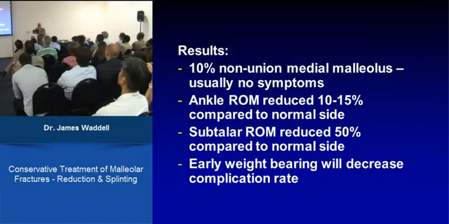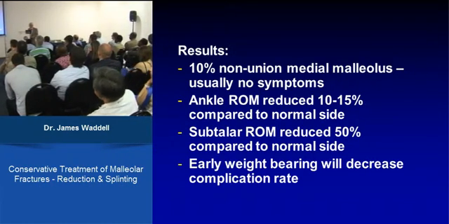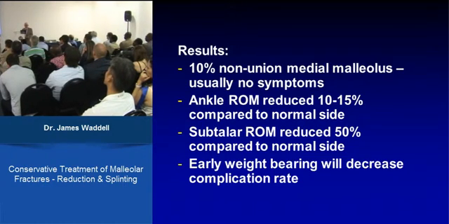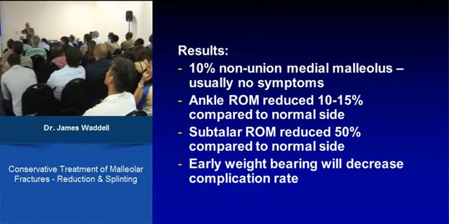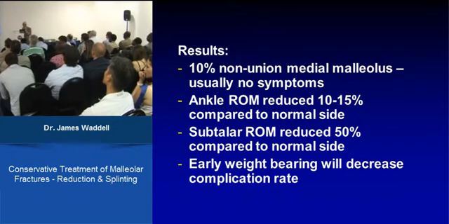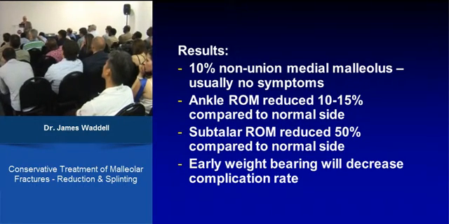So what are the results of this type of treatment? Well, if you have medial malleolar fracture and you treat them conservatively, there's about a 10% non-union rate. These are almost universally asymptomatic. They tend to have a slightly stiff ankle compared to the opposite side and a stiff subtalar joint compared to the opposite side, but very little or no functional deficit. And early weight bearing will decrease those complications, so the faster you let them walk, the less problem they'll have with their ankle.